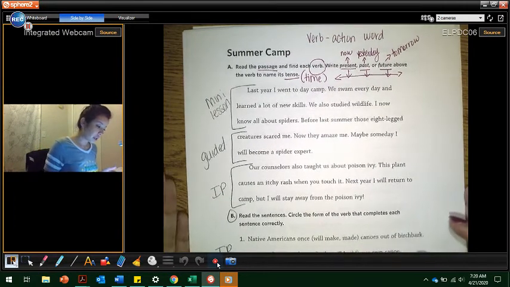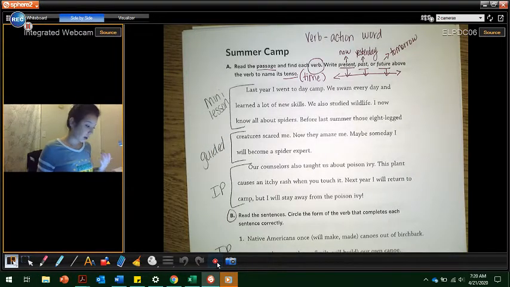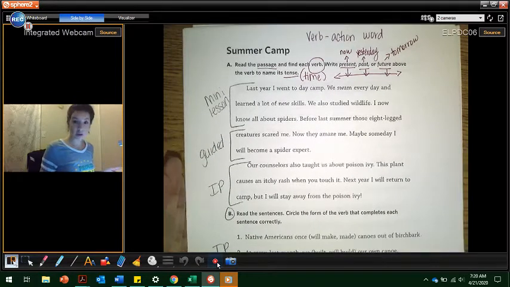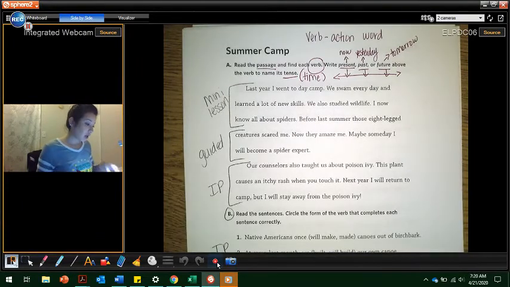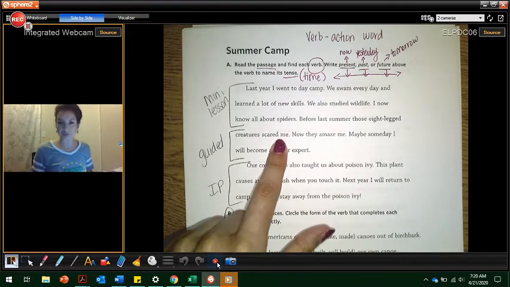So let's look here, okay? In our mini lesson, we're going to be reading parts of the story, and then we're going to talk about what we are finding. So here we're finding verbs. Last year, I went to day camp. We swam every day and learned a lot of new skills. We also studied wildlife. I now know all about spiders. Before last summer, those 8-legged creatures scared me. I'm going to stop right here.